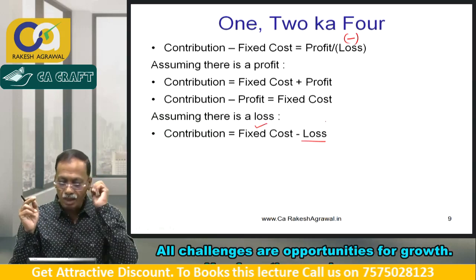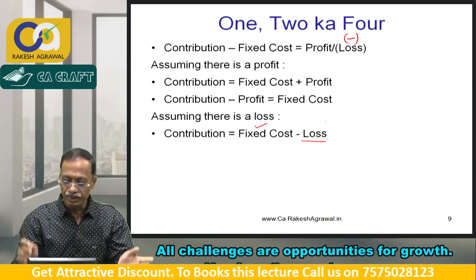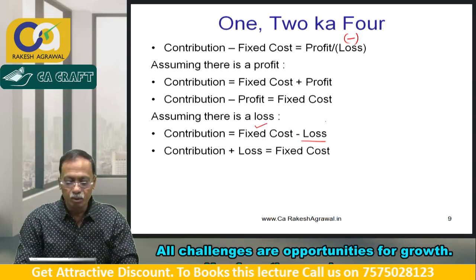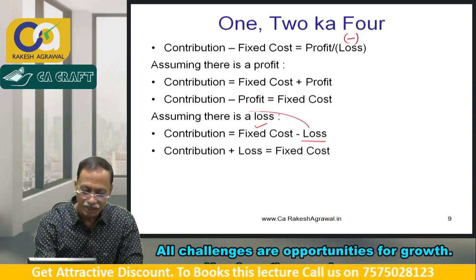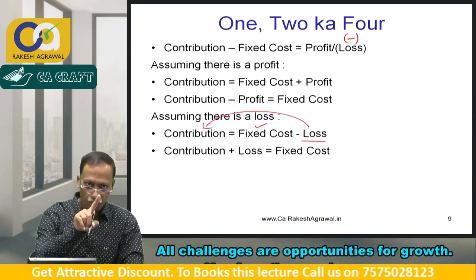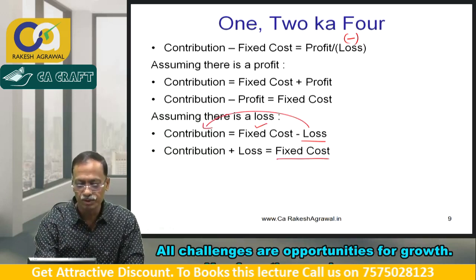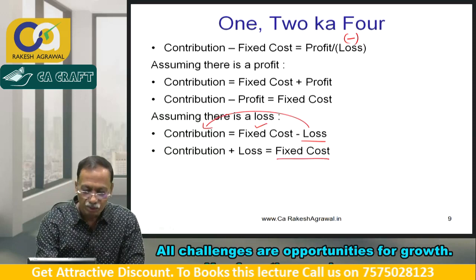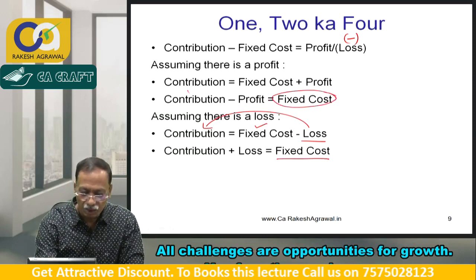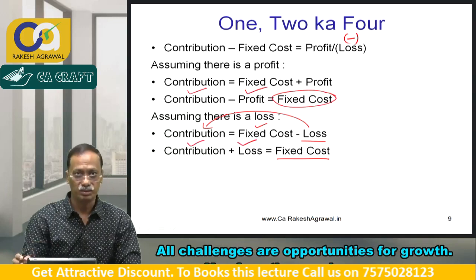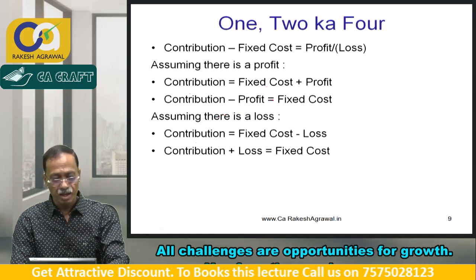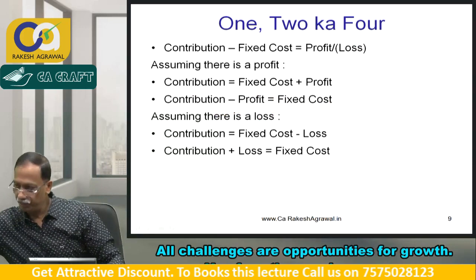Now I will shift loss to the left hand side. So it will become contribution plus loss. This minus will become plus. Contribution plus loss will become equal to fixed cost. So see the formula of fixed cost. Fixed cost is either contribution minus profit or contribution plus loss. I hope those who wanted have taken it down.